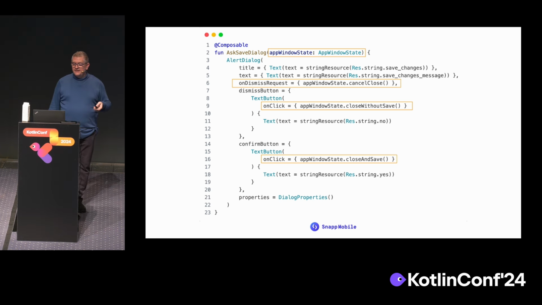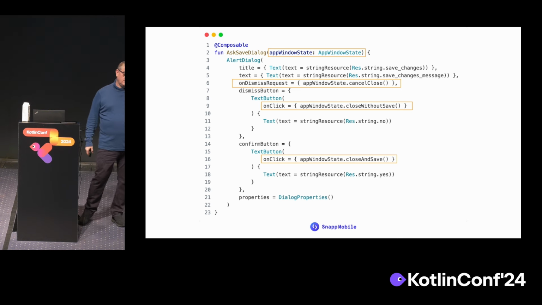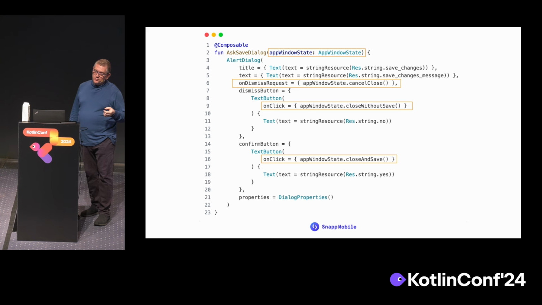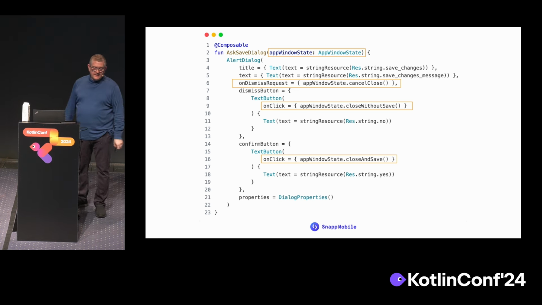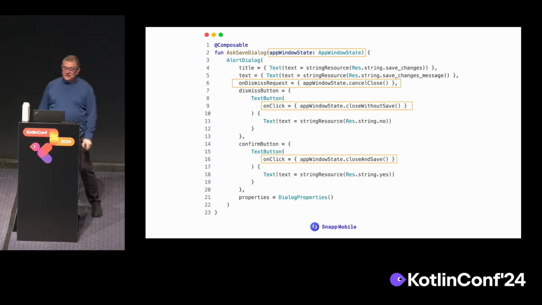As you can see, it's a good old alert dialog, which has 3 callbacks. One is a dismiss function, which will be invoked if the user clicks outside the alert dialog. And the other two correspond to 2 buttons: a confirmative button, which would then save the document, and a don't save button, which basically says, no, the user has acknowledged that he has unsaved changes, but he deliberately wants to get rid of these changes. And as you can see here, I am just invoking corresponding functions in my AppWindowState class.